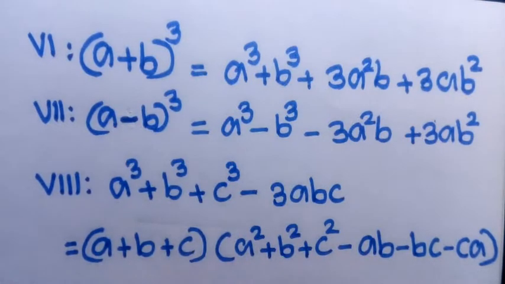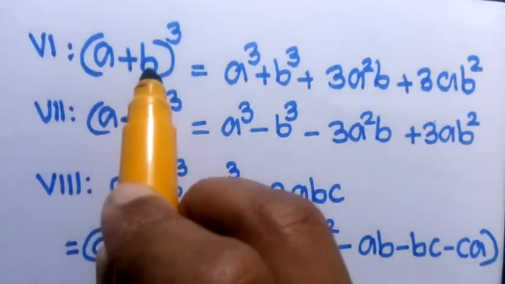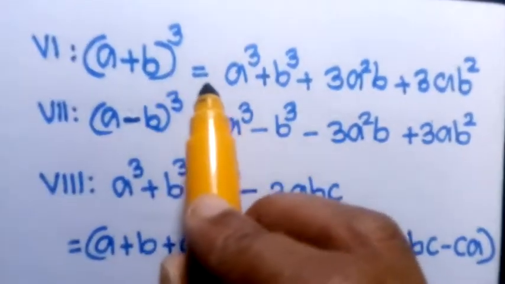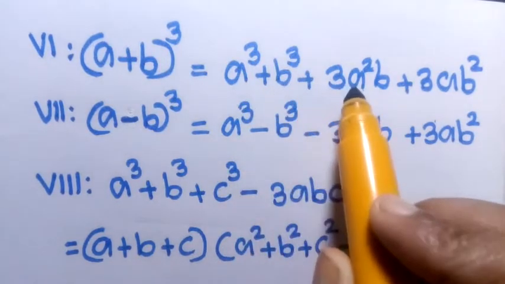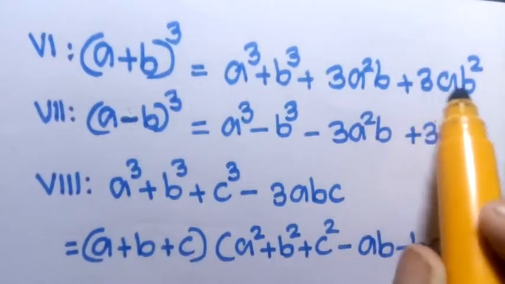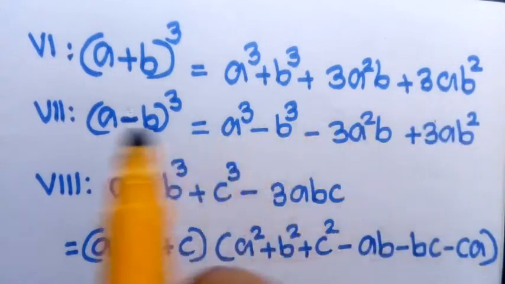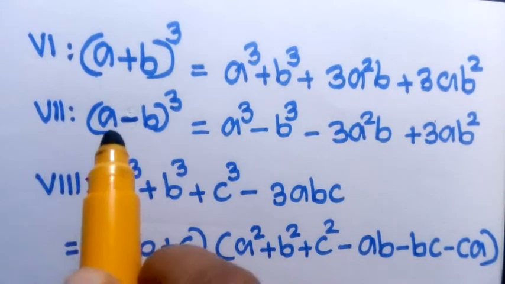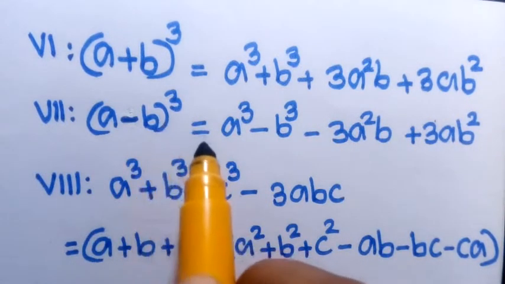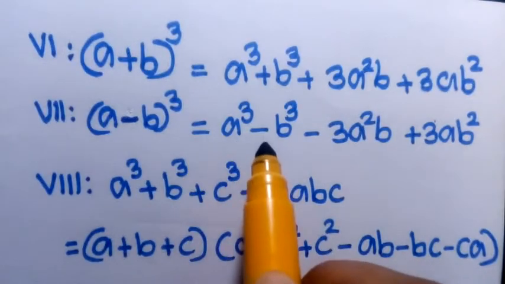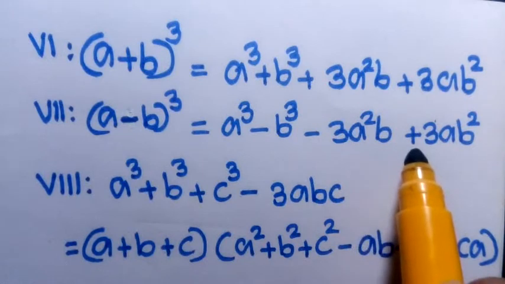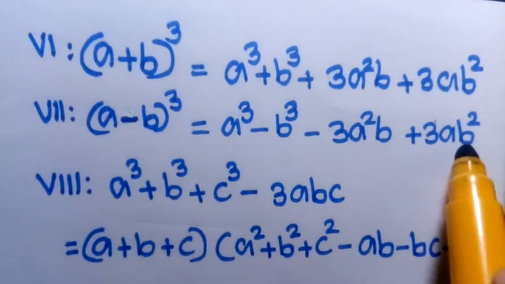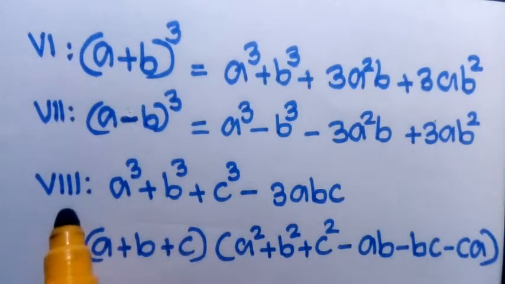Identity 6. (A plus B) whole cube is equal to A cube plus B cube plus 3A square B plus 3AB square. Identity 7. (A minus B) whole cube is equal to A cube minus B cube minus 3A square B plus 3AB square. Identity 8.